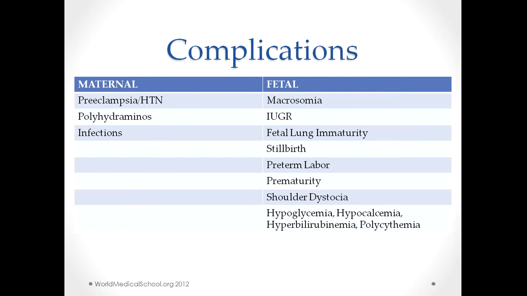Preterm labor and prematurity are associated with poor glycemic control. Birth trauma like shoulder dystocia due to the baby being large. Hypoglycemia due to increased insulin secretion in neonates. Hyperbilirubinemia and jaundice is due to prematurity and polycythemia. Hypocalcemia due to functional hypoparathyroidism. And lastly, polycythemia because hyperglycemia stimulates fetal erythropoietin production.